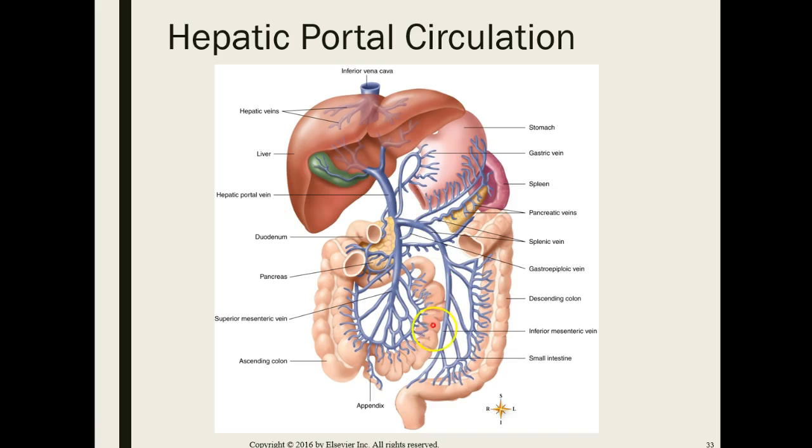So these would be all the veins coming off of those organs. And you can see here's the hepatic portal vein. So it will go through the hepatic portal vein into the capillary beds of the liver, where it is detoxified, and then through the hepatic veins to the inferior vena cava.